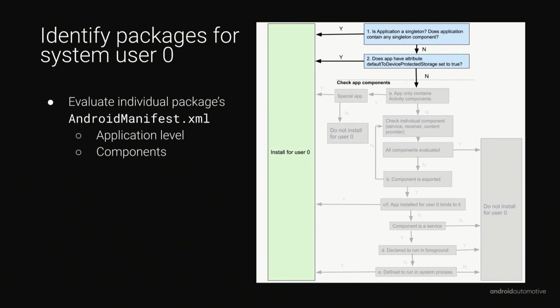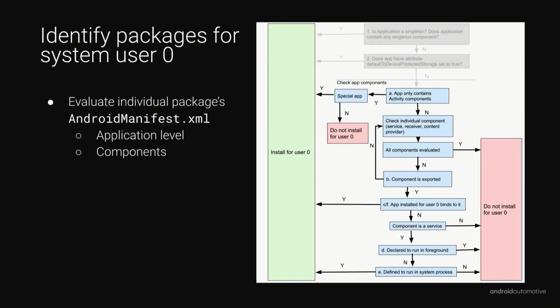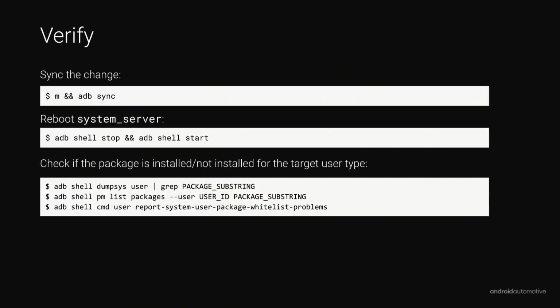After evaluating at the application level, if we still cannot decide whether it is needed for user 0, then we'll look at the individual components of the application. Now, a couple more steps to take. Lastly, we're going to verify whether our change is effective by syncing the change, rebooting the system server, and running the following few adb shell commands and checking the output.